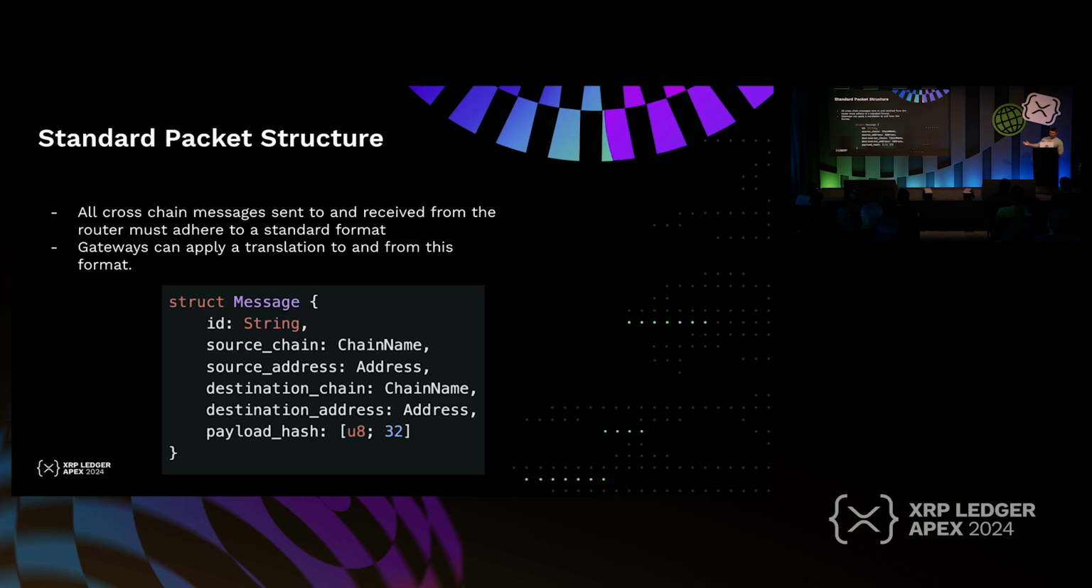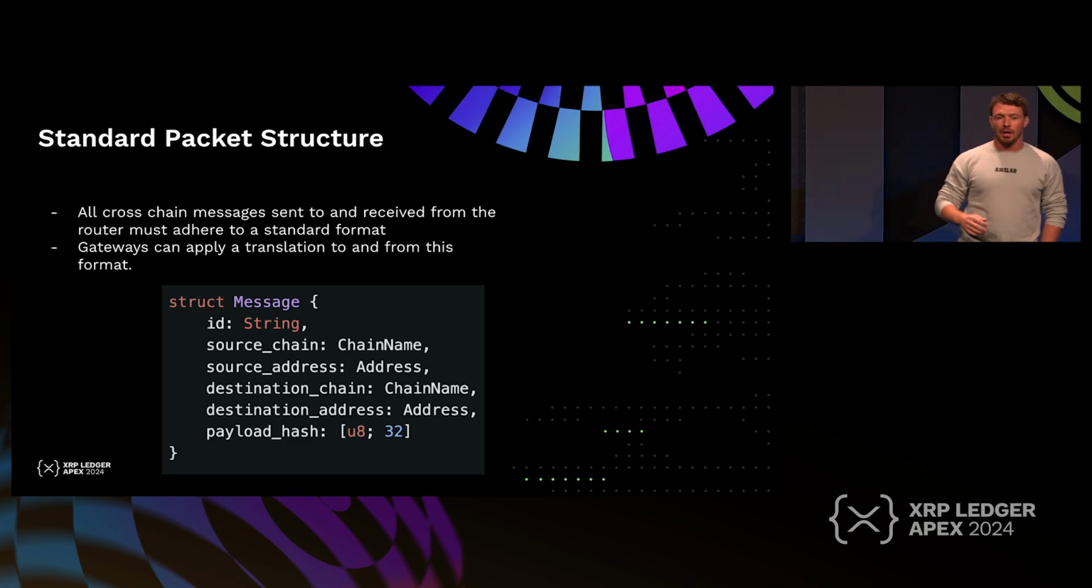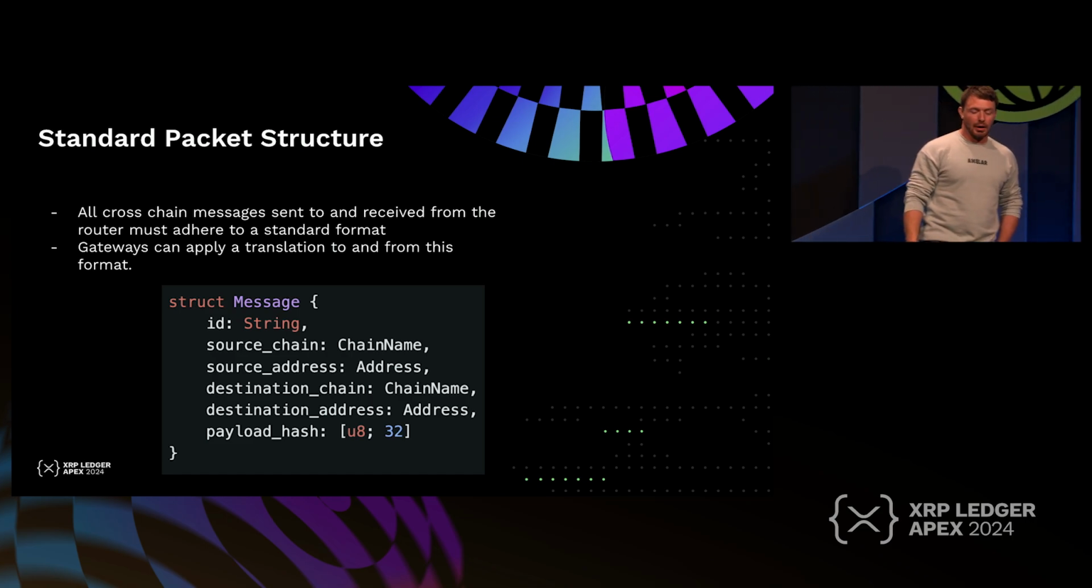Okay, this is the standard packet structure. This is basically all that's enforced. There's a couple other things that are enforced, but every message coming through has to look like this. So it's where it came from, source chain, source address, where it's going, destination chain, destination address, and the data, which is a payload hash. We pass hashes so that you don't need really large packets flowing through the network.